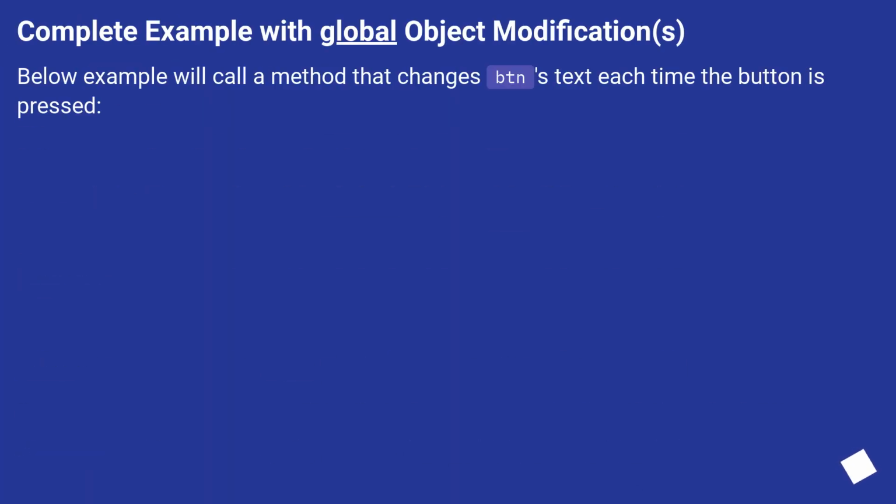Complete example with global object modifications. Below example will call a method that changes btn's text each time the button is pressed.